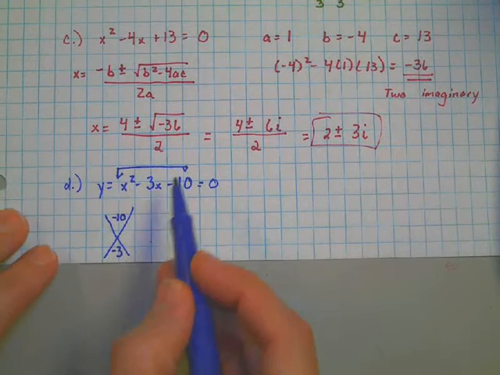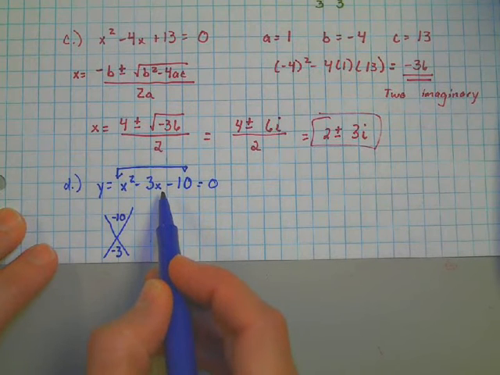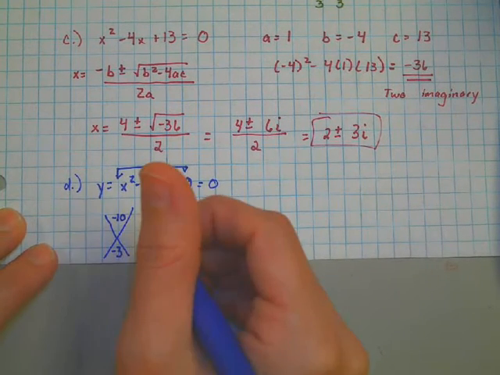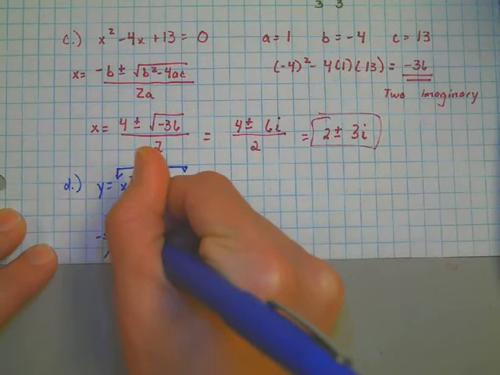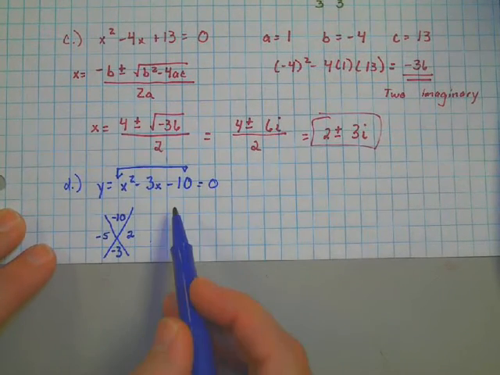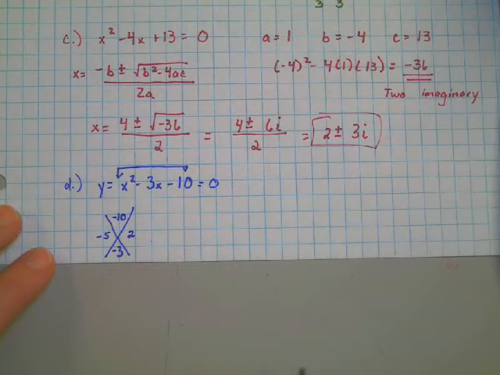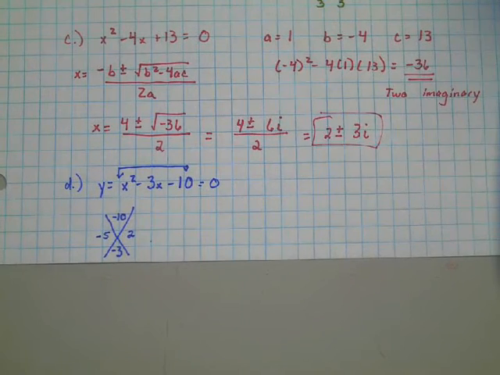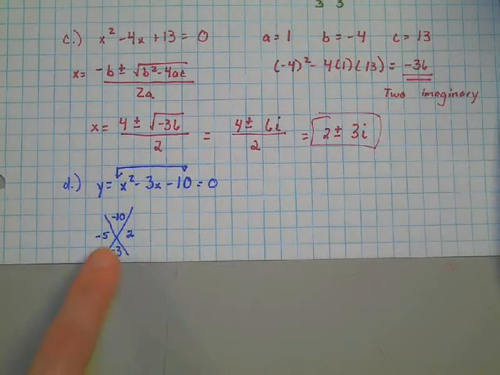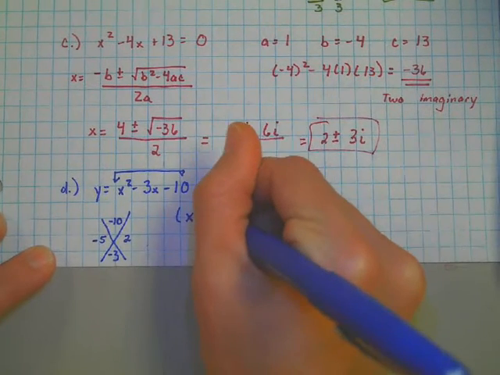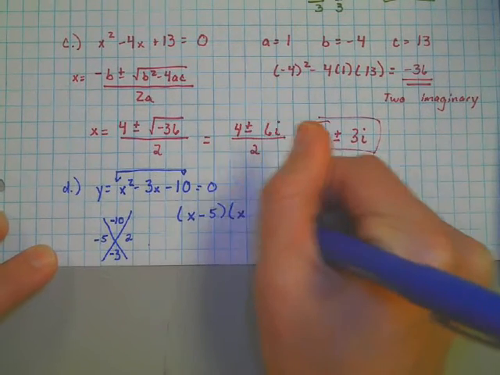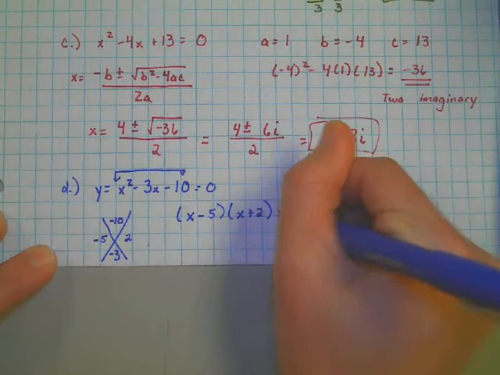So I would say, well, it multiplies to give me negative 10, so that would have to be a negative 5 and a positive 2. I don't have very many options of what multiplies to give me 10. It's either 1 and 10 or 5 and 2, and that does add to give me a negative 3. So the factored form of this is x minus 5, x plus 2. Remember, this is set equal to 0.